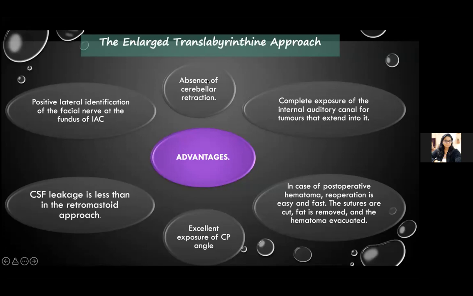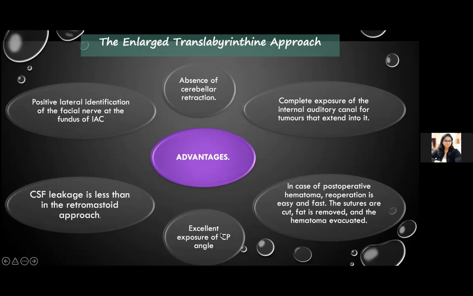So in this approach, there is not much cerebellar retraction, which is another advantage. And the third point is complete exposure of the internal auditory canal for tumors that extend into it. This is the best technique, which will give us the full exposure of the internal auditory canal. And if there is a post-operative hematoma, then reoperation is very easy and fast, because the sutures have to be cut, then the fat has to be removed and the hematoma can be evacuated. So even in post-operative complications, this approach is very helpful.